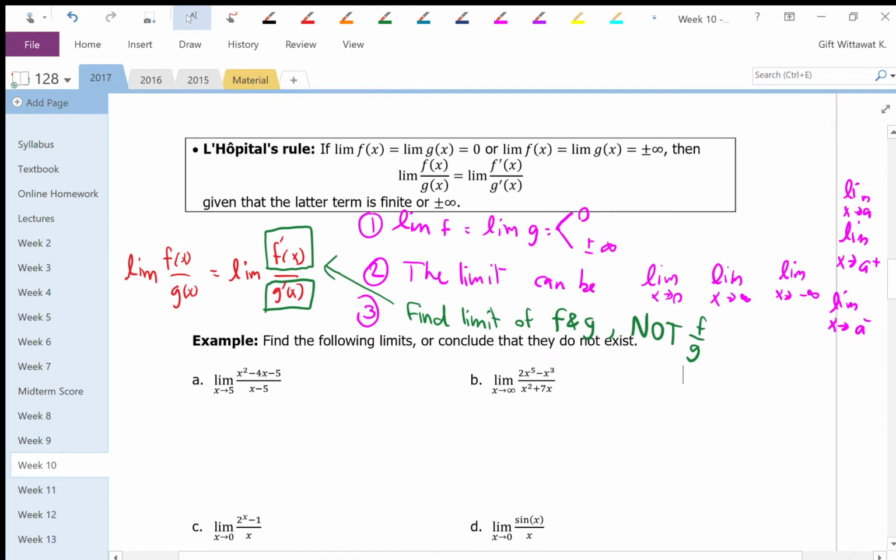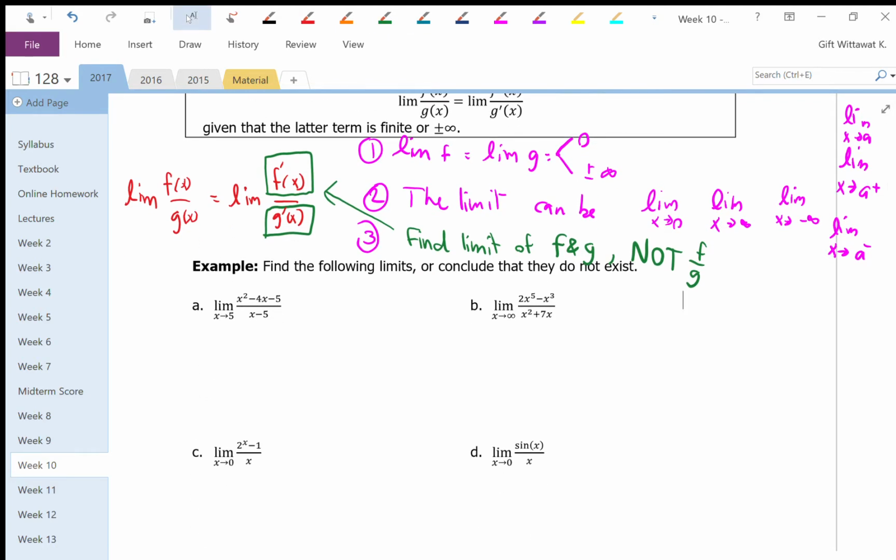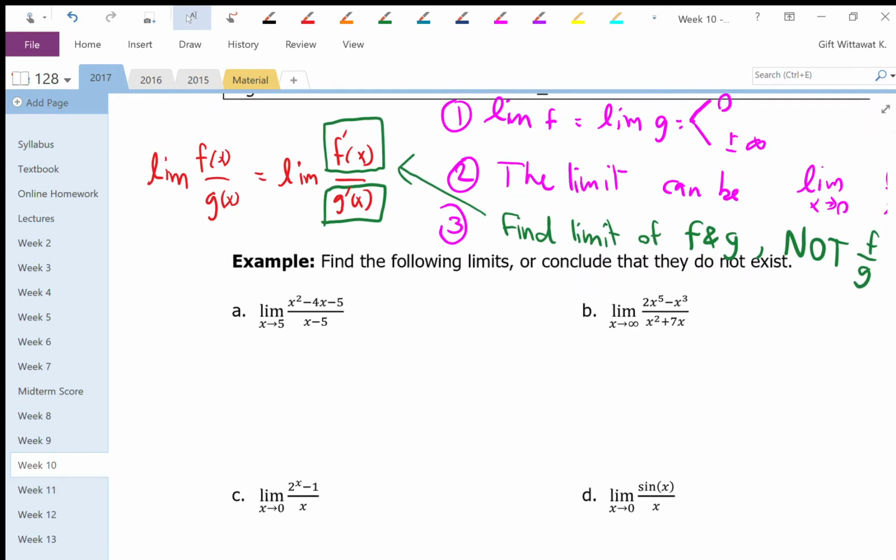Okay, let me try to do this example here. I'd like to find the limit of x squared minus 4x minus 5 over x minus 5. When x goes to 5, what is this thing? Let me plug 5 into the expression. 5 squared minus 5 times 4 minus 5 is going to be 0. 5 minus 5 is going to be 0. So I have 0 over 0. That means this is something I can use L'Hopital's rule on.